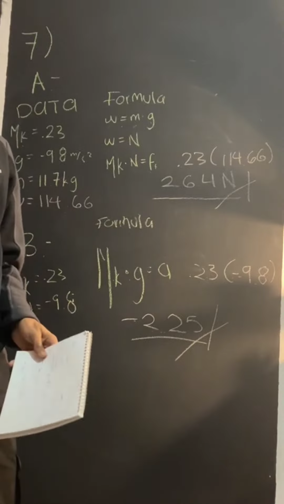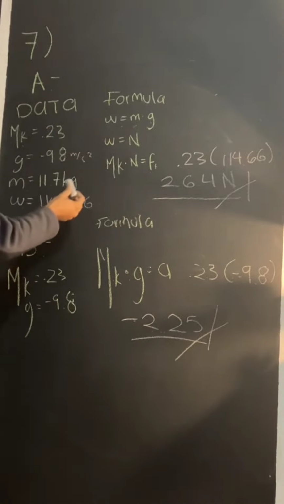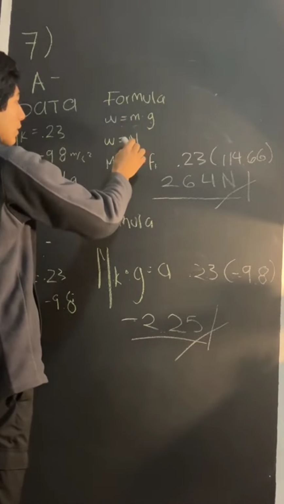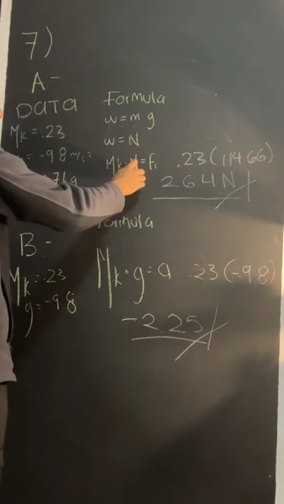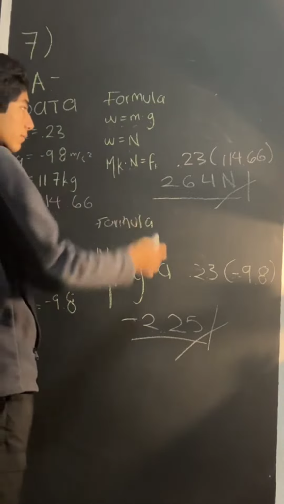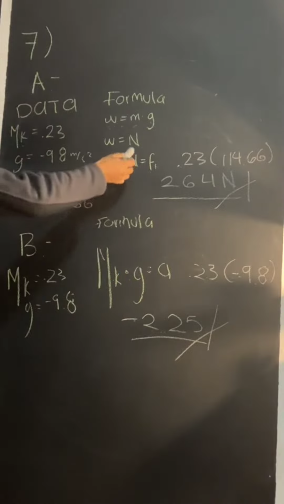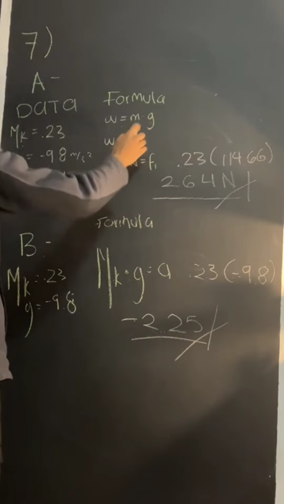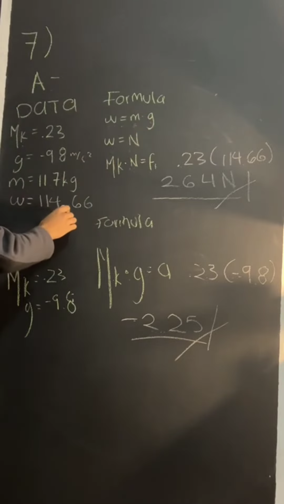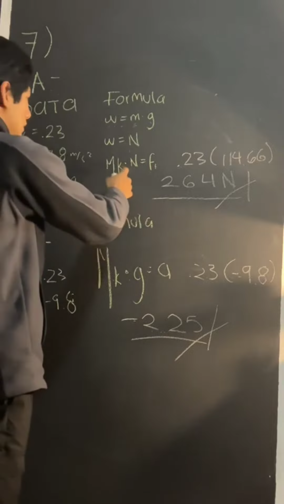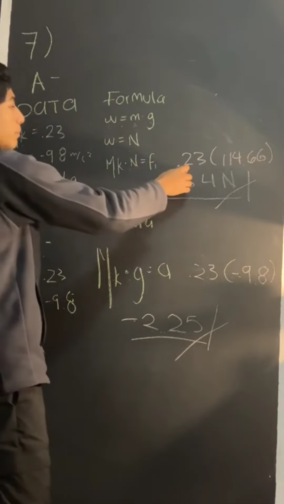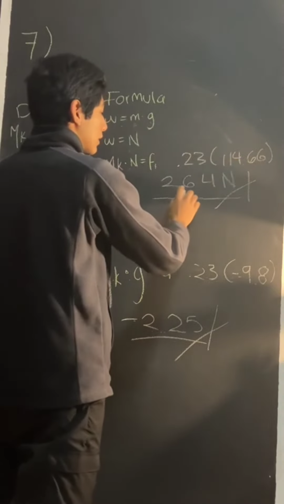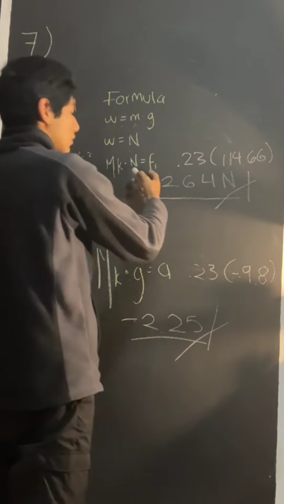Problem 7 of Mastering Physics. In part A we have this data. For the formulas we need to use the weight that equals mass times gravity, because weight is equal to the normal force that we need to get the horizontal force. Then we substitute 11.7 kilograms times negative 9.8, which equals 140.66. This is multiplied by mu, 0.23, times 140.66, which is equal to 26.4 newtons for the horizontal force.